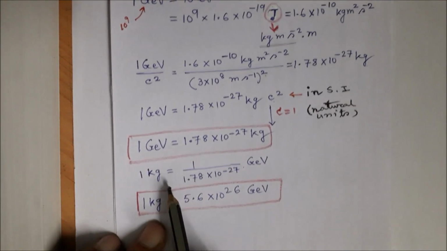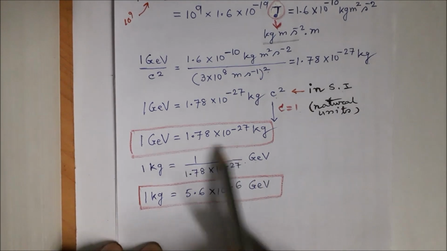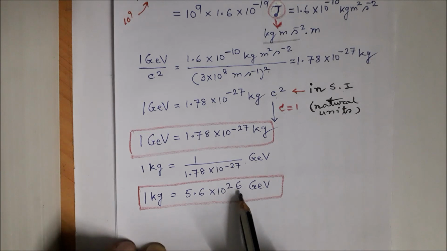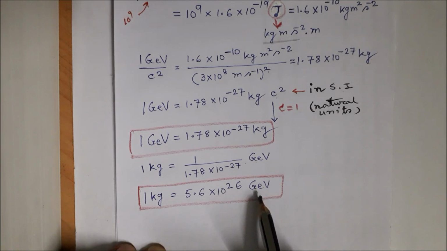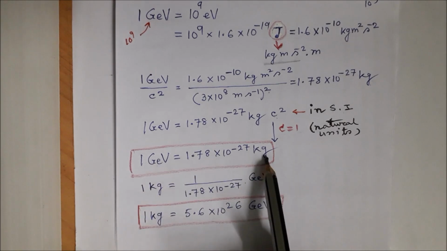And similarly, the inverse relation, 1 kg is how much GeV, can be obtained from here, and the amount is 5.6 × 10^26 GeV. So these are conversion relations between energy and mass.